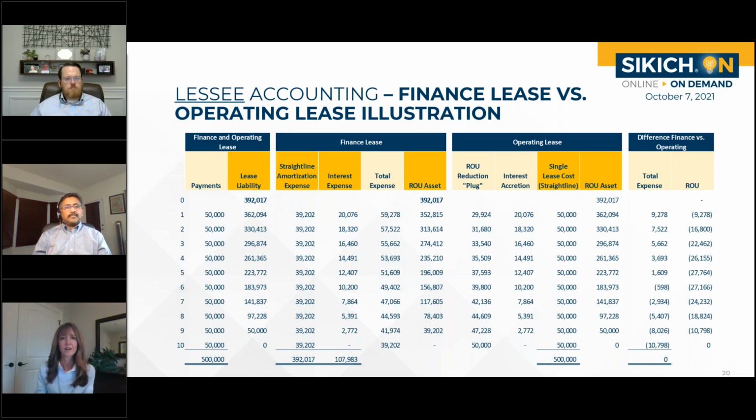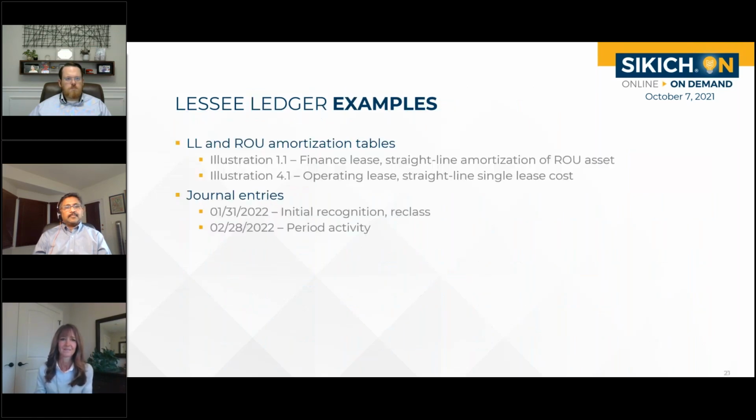One more thing to point out, using differences presented in the far right column of this table, is that ROU asset values are higher for operating leases than their finance lease counterparts. These higher values will cause operating leases, their assets, to be more prone to potential impairments in the future. Greg has some examples and amortization tables to share.